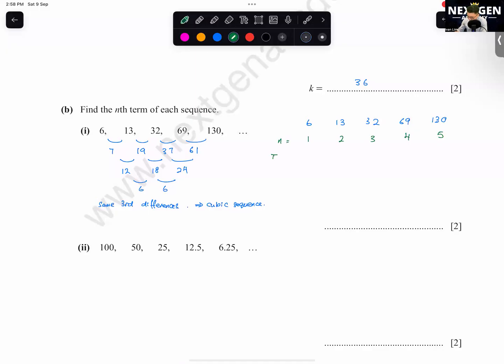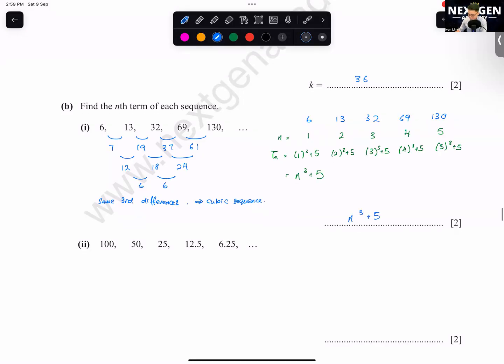So can I say that it's like that? 1 cube plus 5. 2 cube plus 5. Okay, you try and error lah. 3 cube plus 5. 4 cube plus 5. 5 cube plus 5. Okay, do you get those values? Therefore, my equation will be n cube plus 5. Final answer is n cube plus 5.